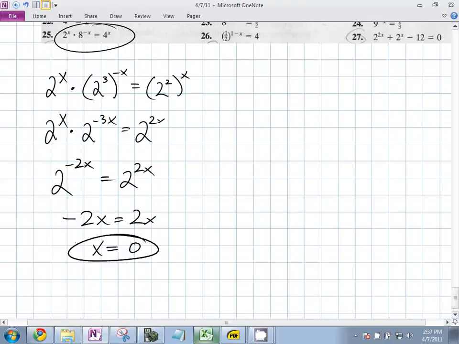So when you look at numbers, you need to see the base. So when you see 27, what do you really see? 3 to the third, right? Not 3 times 9, you want powers. So when you see 64, you see 2 to the 6th. Yeah, it gets fun.